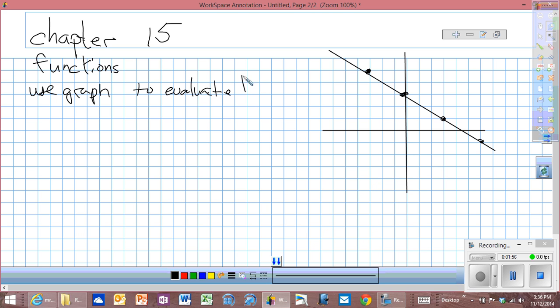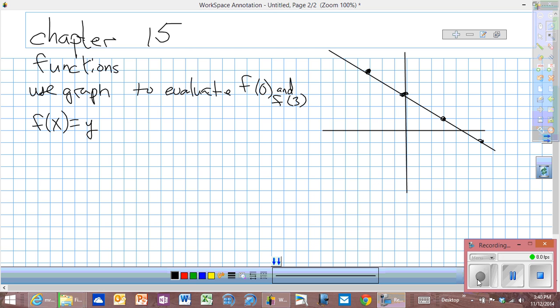Evaluate f of 0. That's how it's written: f parentheses 0. It's definitely not f times 0. And f of 3. This f of 0, f of 3 looks like f of x, and the number that we're looking for is going to be equal to the y. Also, anywhere you see f of x, we can write that as an equation instead of y.